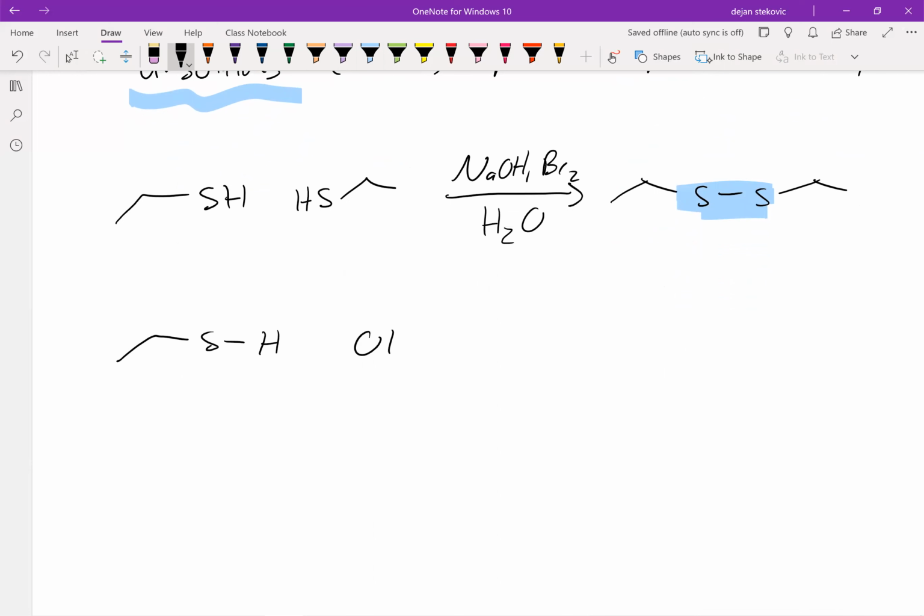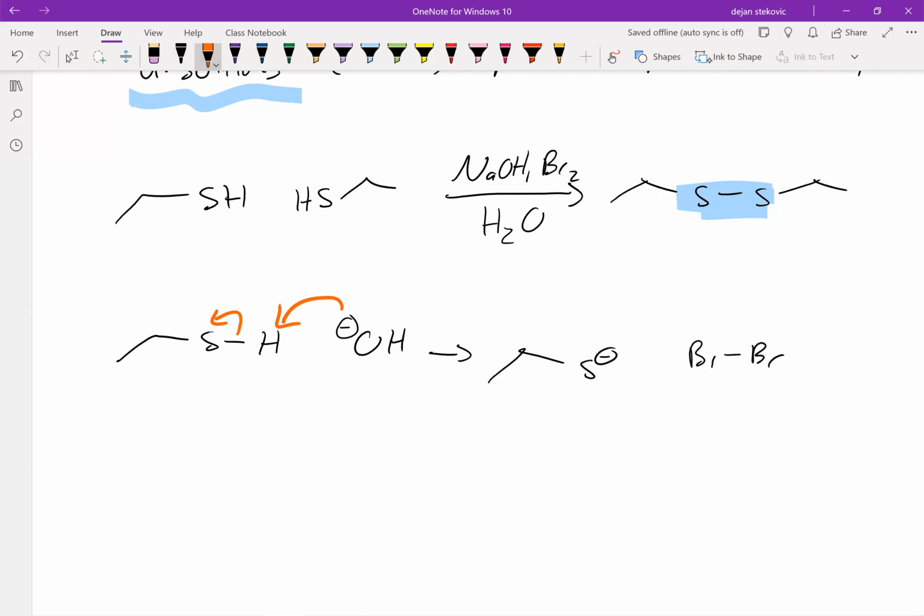So first off, we've got one of our thiols and our base. The base is going to go ahead and deprotonate this thiol, which makes it a good nucleophile. Note that it cannot attack the other thiol because the other thiol does not have a good leaving group on it. So before we can do that, we have to form a good leaving group.